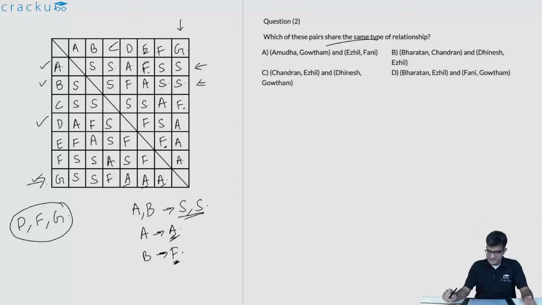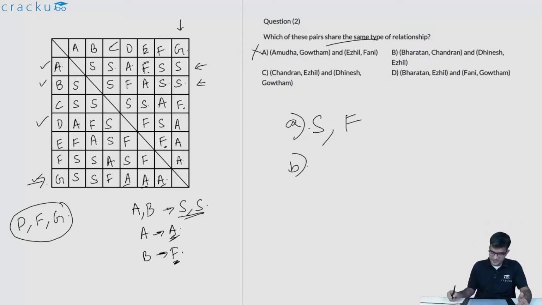Which of the following pairs share the same relationship? Let us look at each of the options. Option A is A and G. A and G are strangers. And E and F. E and F are friends. This is not the same, so option A is not the correct answer.